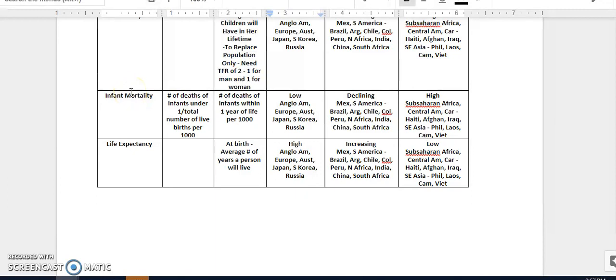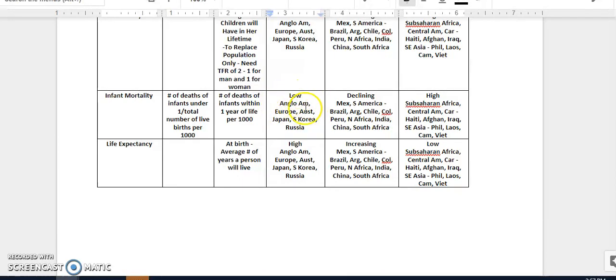Next is infant mortality rate. This is the number of deaths of infants within 1 year of life per 1,000. So they take the number of babies who will die within a year of their life, and they divide that by the total number of live births per year, per 1,000.